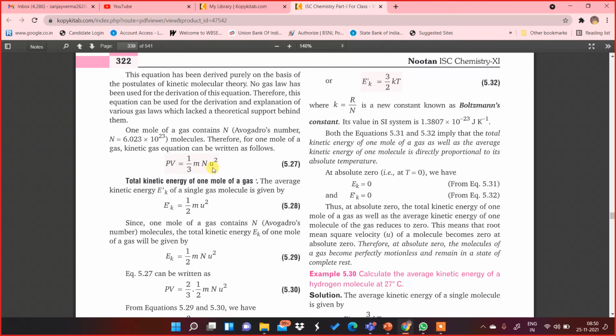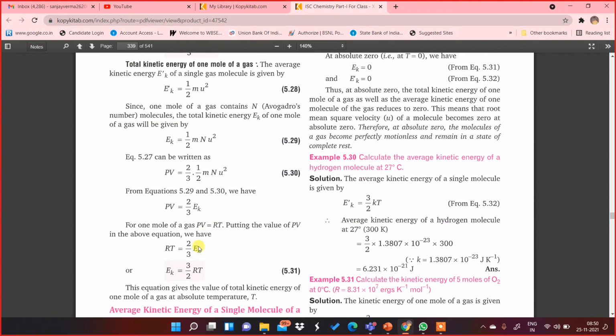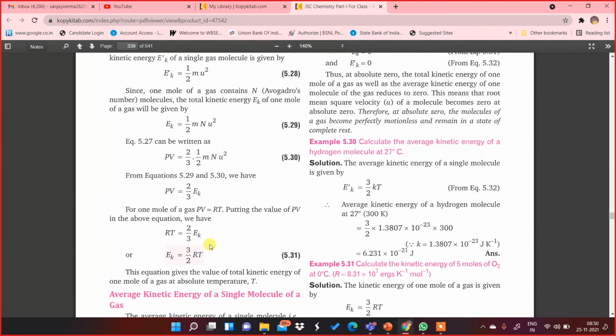Now the total kinetic energy of 1 mole of a gas: the average kinetic energy of a single molecule is given by this formula: Ek is equal to half mu square. If you work out and find the total kinetic energy, we can come to an equation like this. For 1 mole of a gas, since PV is equal to RT, putting the value of PV in the above equation, instead of PV put RT. RT is 2 by 3 Ek, or Ek, the total kinetic energy of 1 mole of a gas, is equal to 3 by 2 RT. Okay, this is one equation.